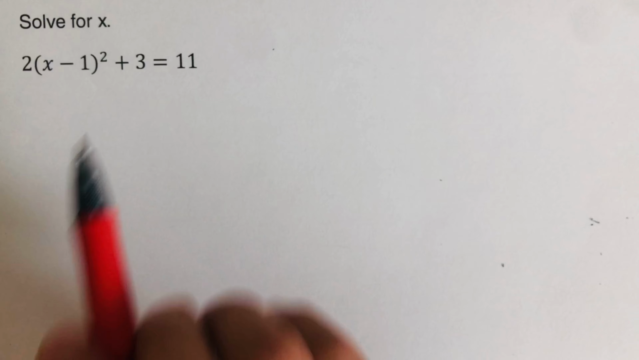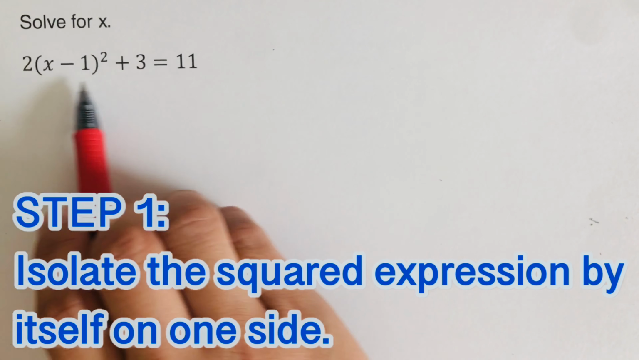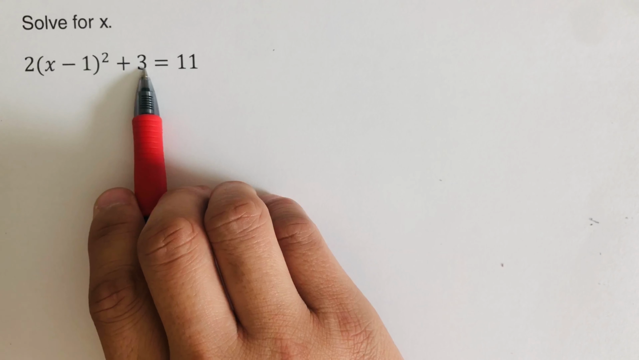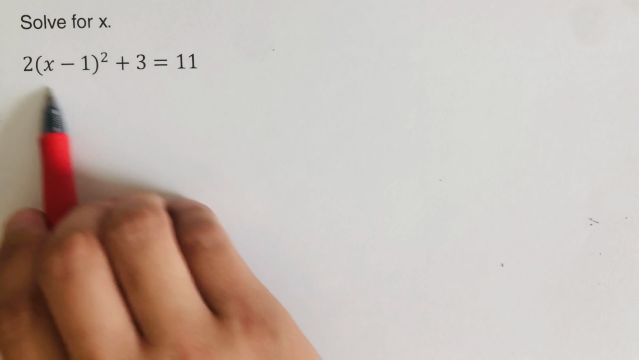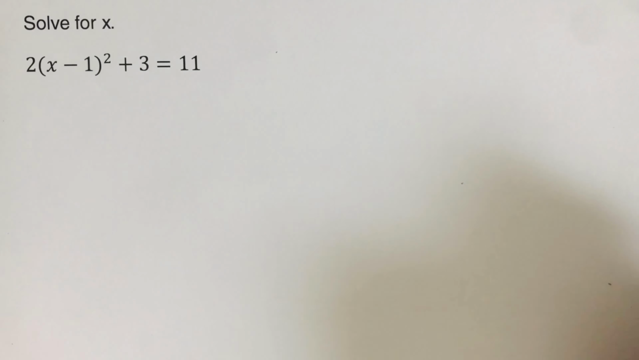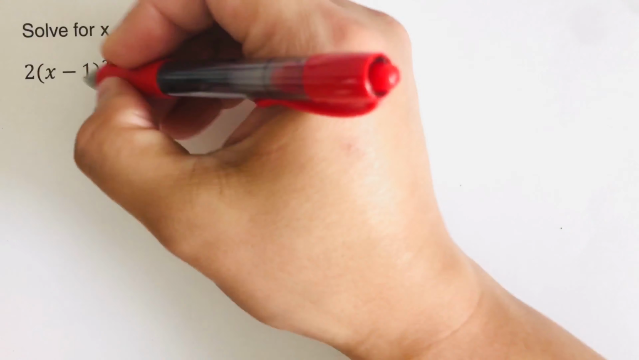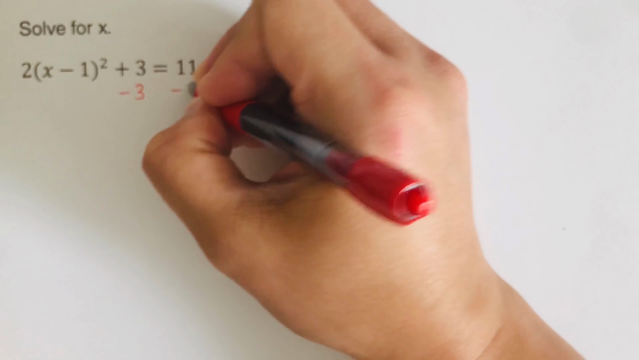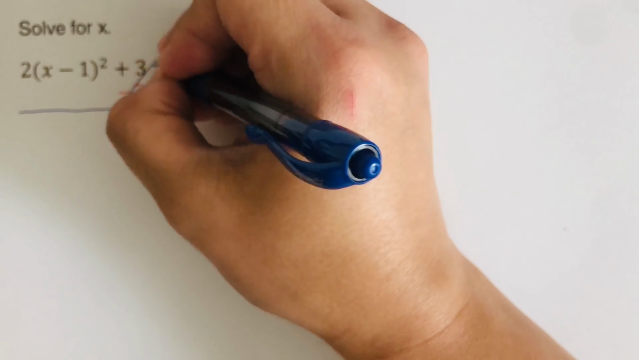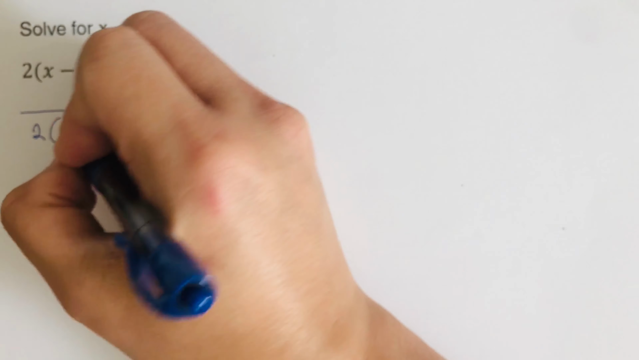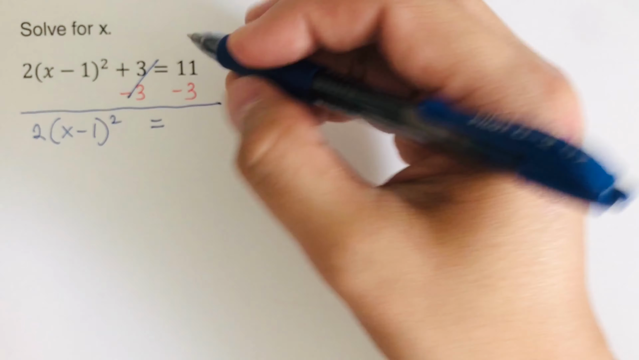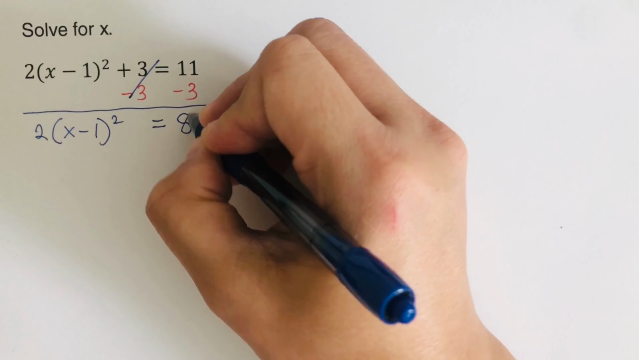Again, the first step is to isolate the squared expression by itself on one side. So we have a 2 in front of it and we have a 3 next to it. So we need to clear this expression out. The 2 and the 3 should be gone on the left side. So then what are we going to do? First is to subtract 3 from both sides, minus 3. So then we are left with 2 parentheses x minus 1 squared is equal to 11 minus 3 is 8.